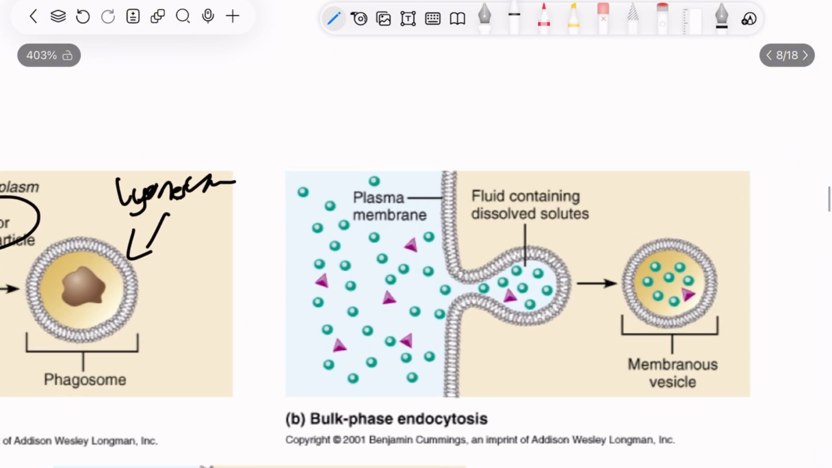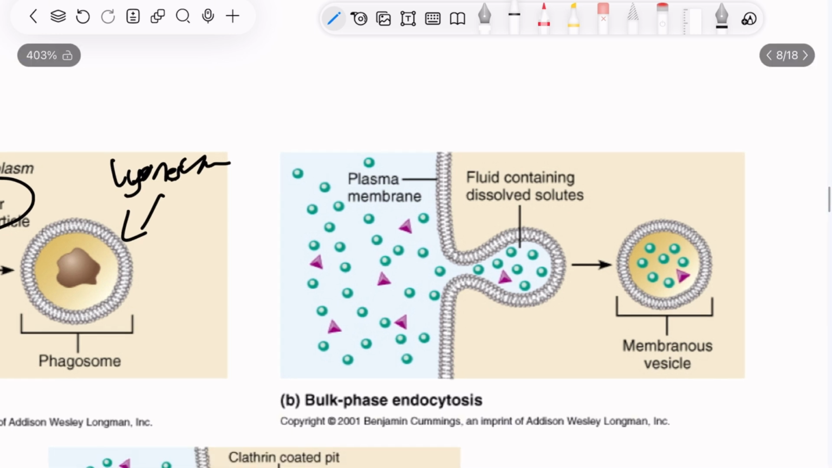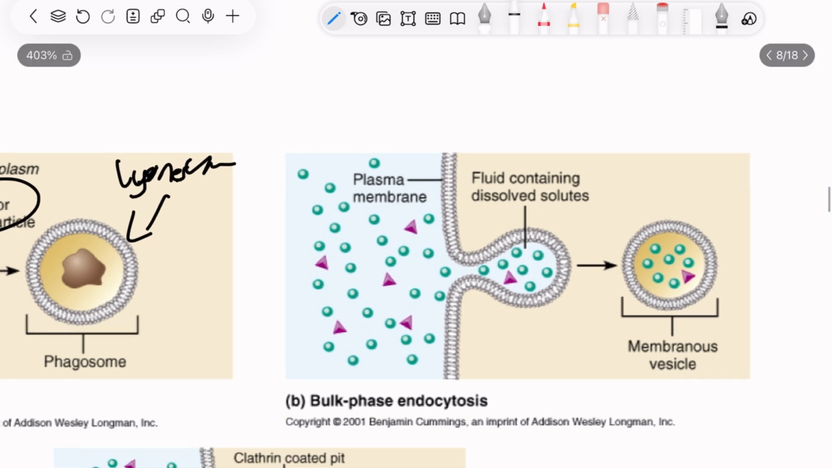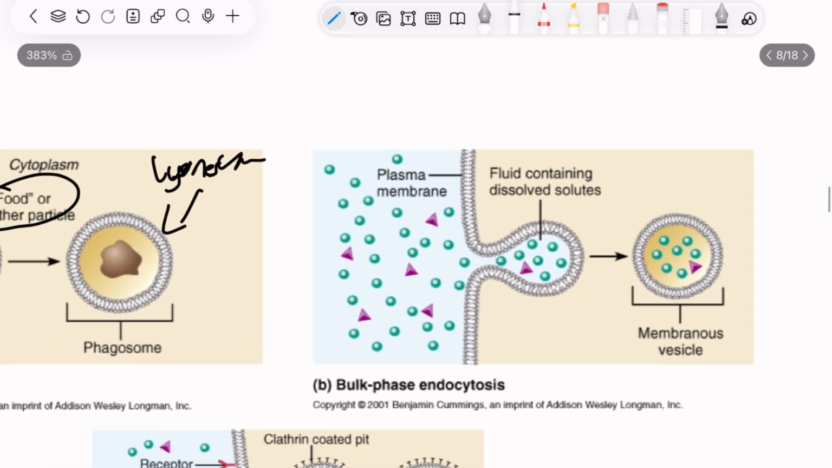Next up, we have bulk phase endocytosis, also known as pinocytosis or cell drinking. Bulk phase endocytosis involves the nonspecific uptake of fluids and dissolved substances from the surrounding environment. The cell invaginates, or folds inward, which forms a vesicle and brings in extracellular fluid along with the dissolved molecules. So that's bulk phase endocytosis.